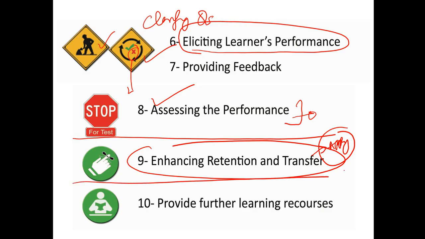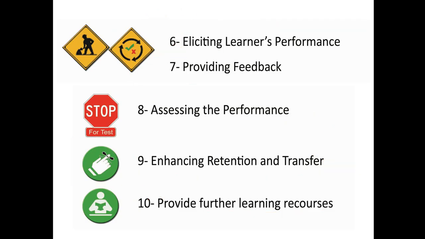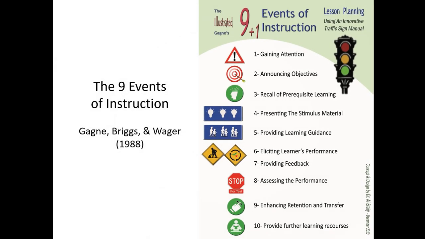And the last and 10th step, this is 9 plus 1, and this one is the 10th one: provide further learning resources. This is very important because the students want easiness, and for easiness the resource material shall be added at the end for their easy reference. So in a nutshell and summary, these are the 9 plus events of instruction.